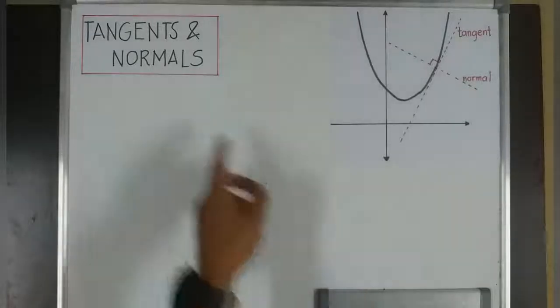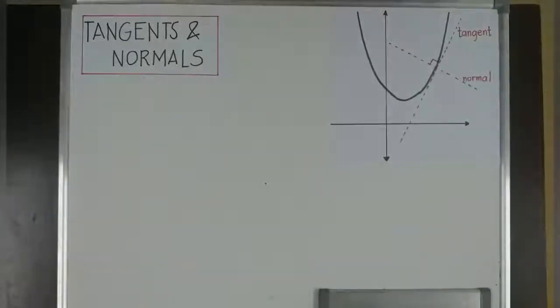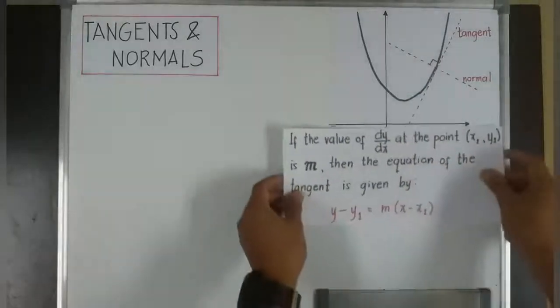How about normals? What do we mean by normals? Normals are usually lines that are perpendicular to the tangents. So it is related to the tangent, and it is a line that is perpendicular to the tangent. By definition, if you are asked to find the equation of the tangent, this will be the rule.